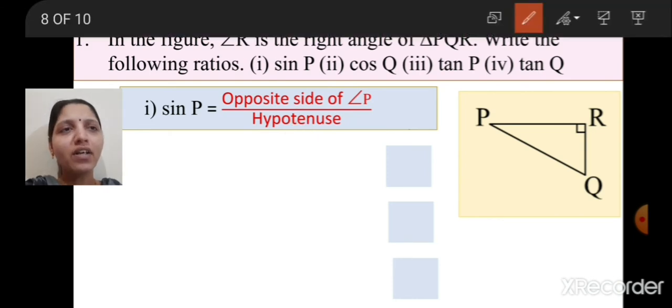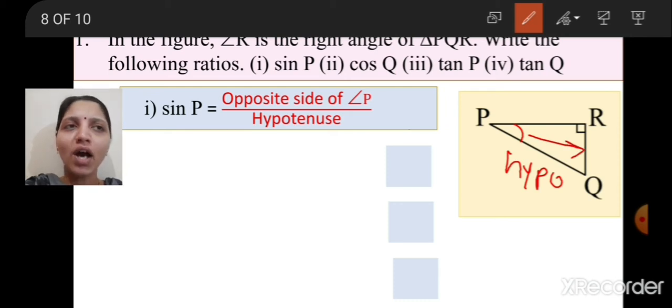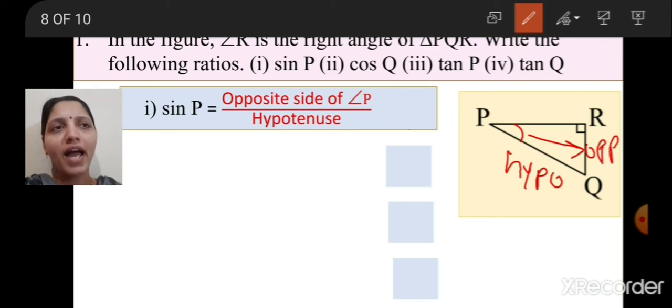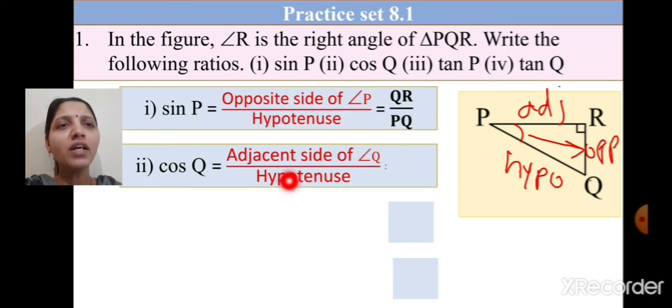Let's first write the terms related to this right angle triangle. Now side PQ is the hypotenuse of this triangle. Okay, so if you consider angle P, then what is the opposite side here? Side QR. And what is the adjacent side here? This is the opposite side, and this will be the adjacent side. Okay, so your sin P ratio will be QR upon PQ. Okay, now let's find cos Q. Cos Q is equal to, what is the formula? Adjacent side of angle Q upon hypotenuse.